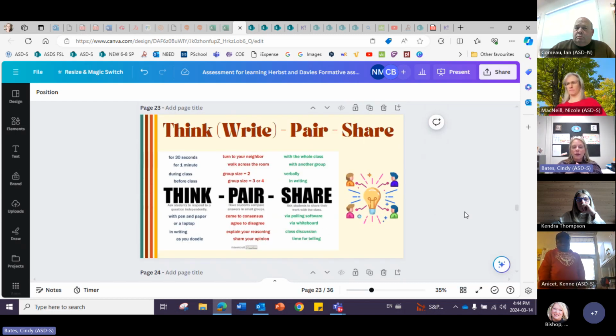Okay. The next one is a think or write, pair, share. And one of the things I love about the think, pair, share is that it also gives you wait time, which is so super important for students. We see this more so in an additional language. So if you have language learners in your classroom, this is even more important for them.